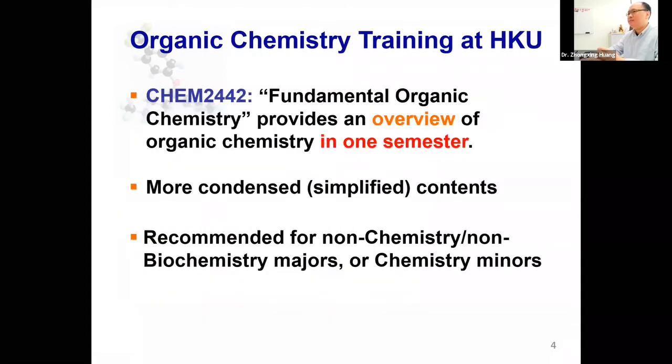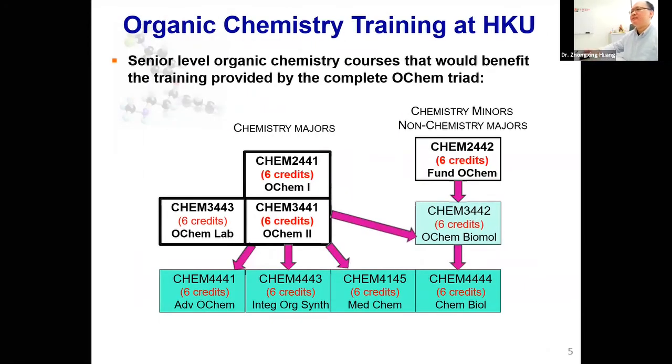There is another course called Chem 2442. That is a more condensed and simplified version of organic chemistry 1 and 2. It is not for chemistry majors, but is recommended for non-chemistry or non-biochemistry majors. In that one you learn all the things in one semester, which is pretty condensed. This is all the organic concentrated courses we provide in the department.